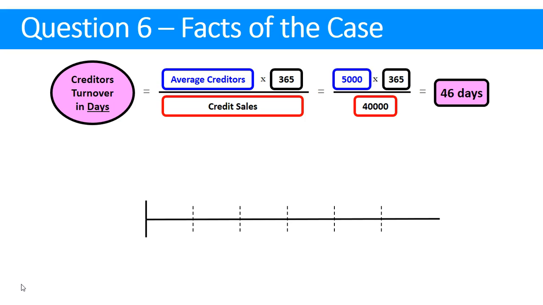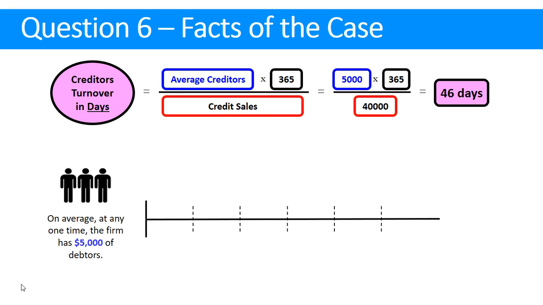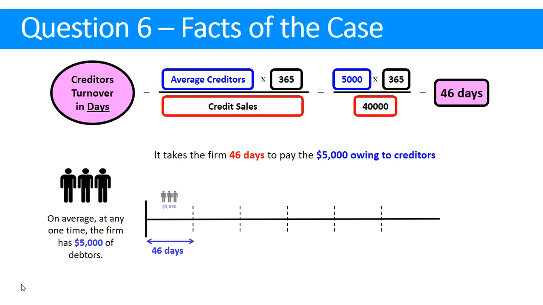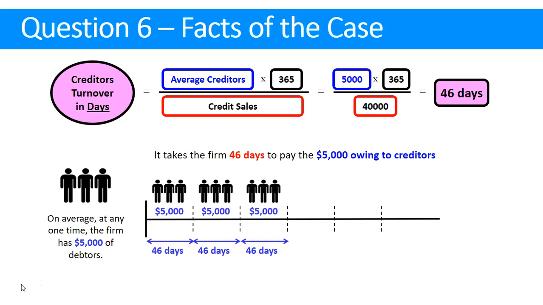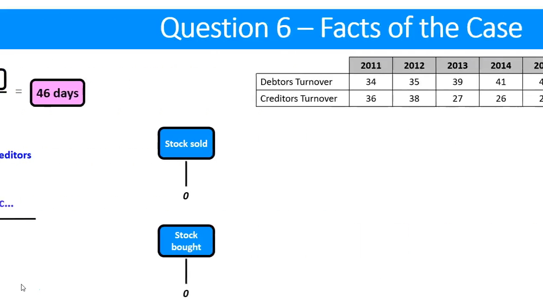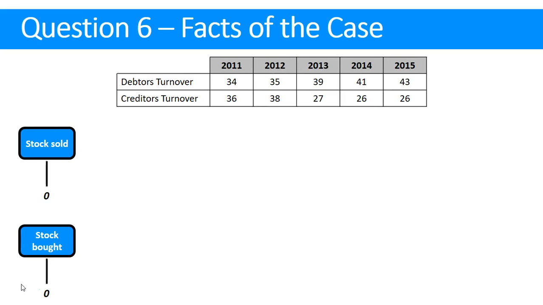What does that mean? It means on average this business has $5,000 of creditors, and it usually takes 46 days on average to pay that full $5,000 back. The next $5,000 of average creditors takes 46 days, and so on. So every time we have an account owing to a creditor, on average we are paying it back within 46 days.